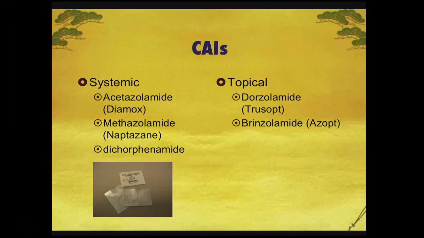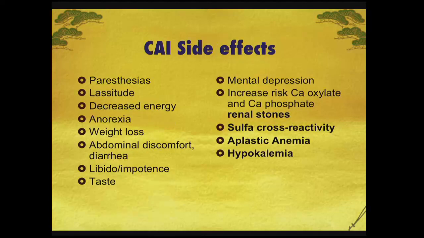Okay, so carbonic anhydrase inhibitors, there are systemic and topical forms. The systemic forms have many side effects. The most common are the paresthesias and decreased energy, anorexia, weight loss. The most serious are the kidney stones, the sulfa cross-reactivity, which could lead to a Stevens-Johnson's episode, aplastic anemia, and hypokalemia.